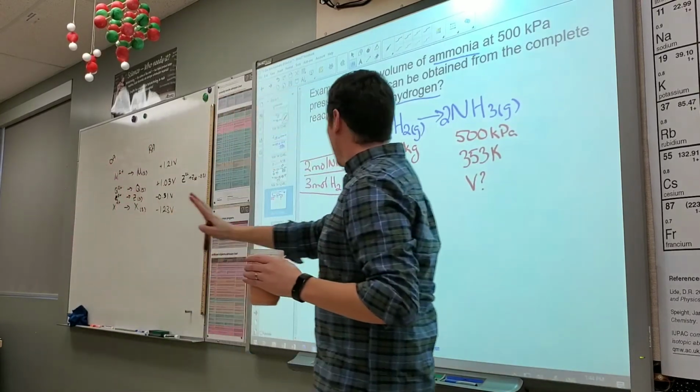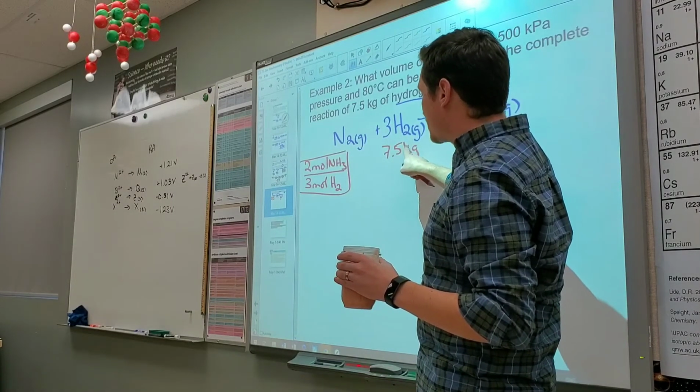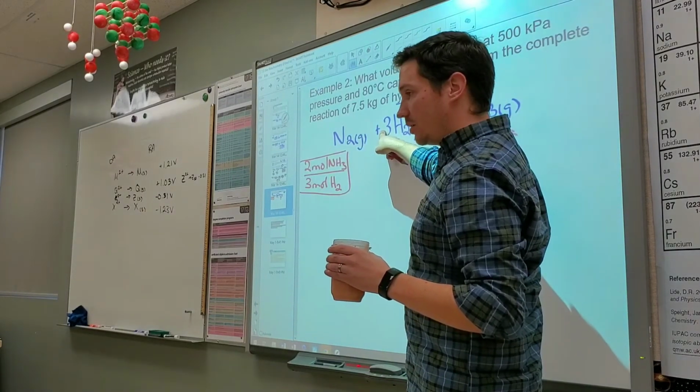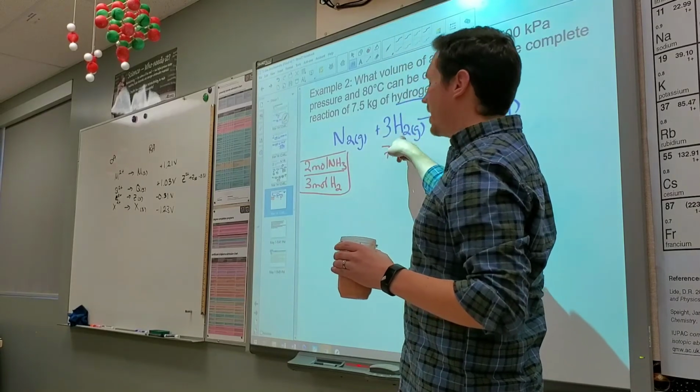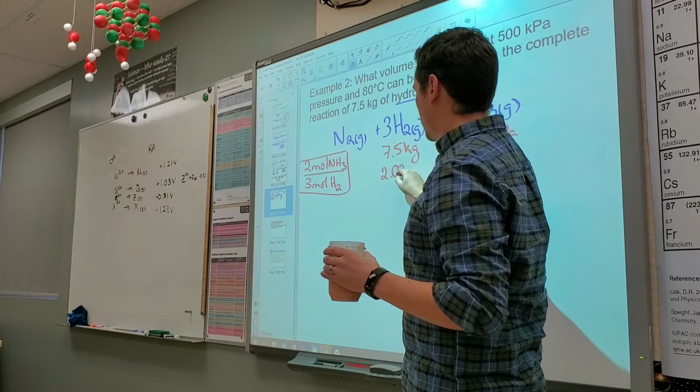Okay, let's think about this. In order to go from mass to moles, what do we need? The molar mass. Find the molar mass of hydrogen for me.